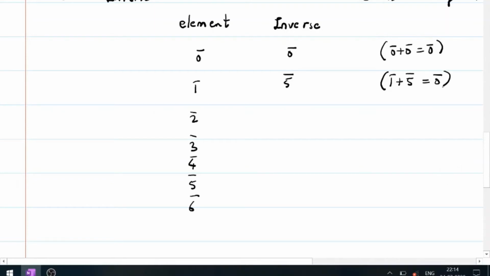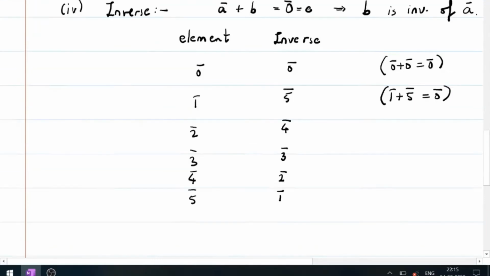So from that above square table we will get: 2 bar inverse is 4 bar, and 3 bar inverse is 3 bar, 4 bar inverse is 2 bar, 5 bar inverse is 1 bar, and 6 bar is not there. So this is the table of inverses.